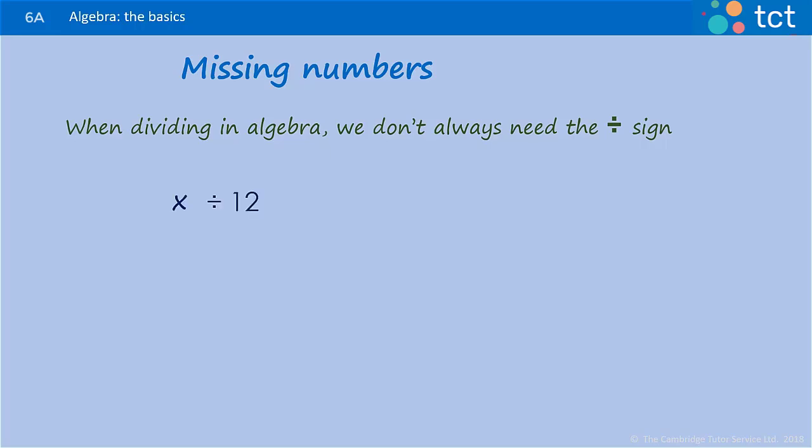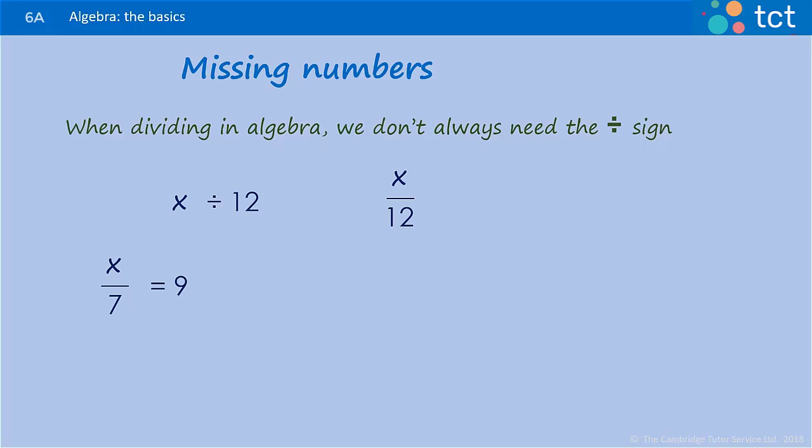When we're dividing in algebra, we don't always use the division sign either. X divided by 12 could be written like this. X over 12, looking like a fraction. These always look really scary at first, but as long as you remember that fractions are just division, your top number, your numerator, is being divided by your bottom number, the denominator. So all you're saying here is x divided by 12.